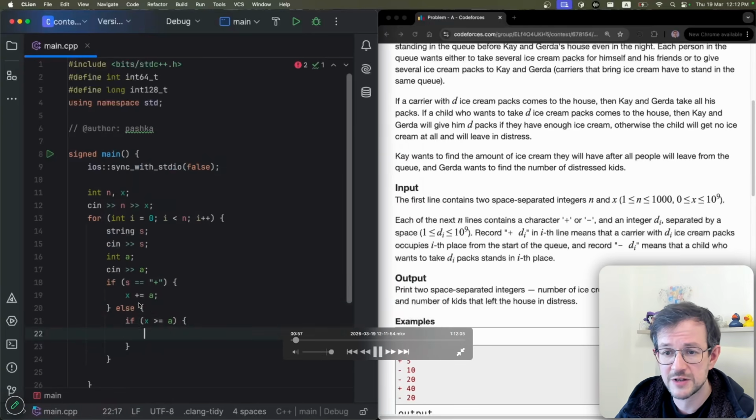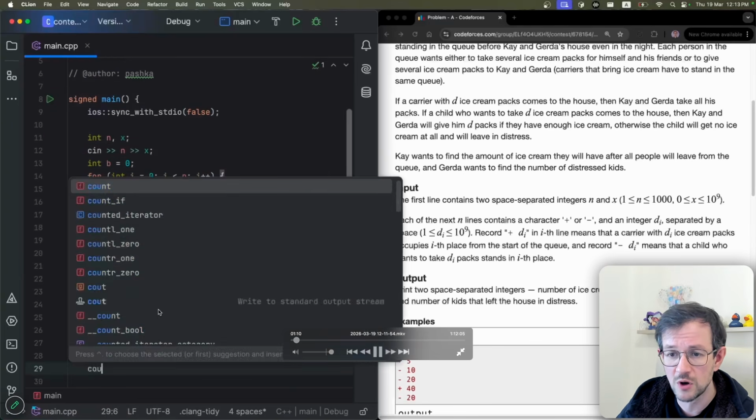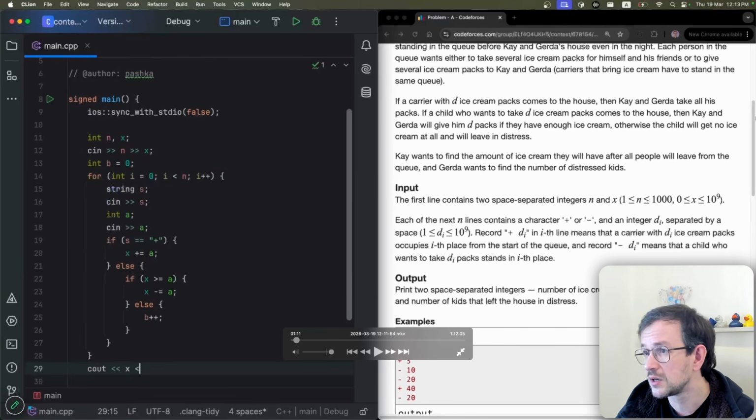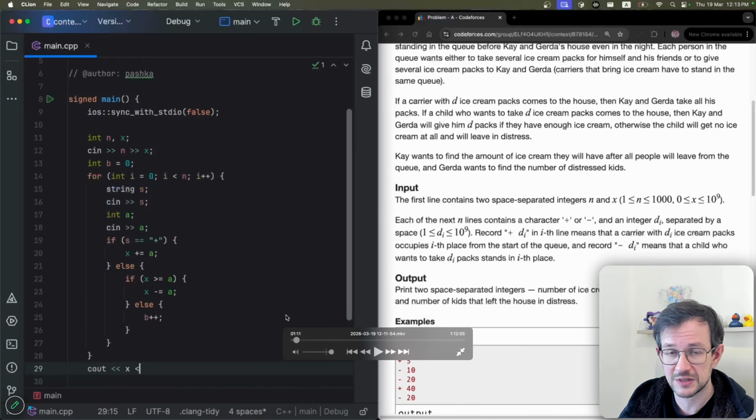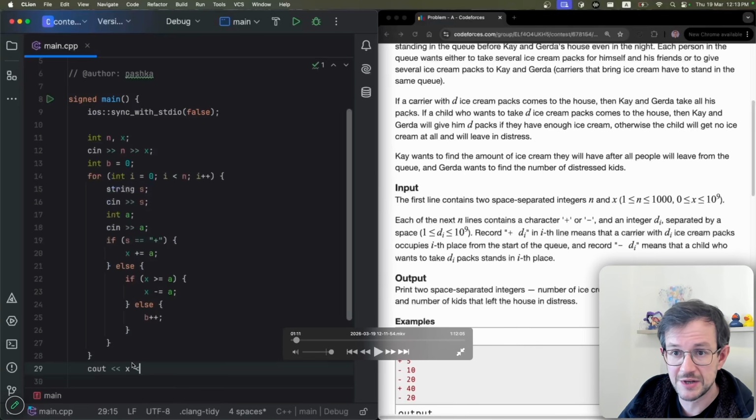If a person brings ice cream, you just increase your counter here. If a person requests ice cream, you check if you have enough, and you give it. If not, then this person is in distress. This counter B counts how many persons are in distress. Pretty straightforward, but still, it's like 20 lines of code.